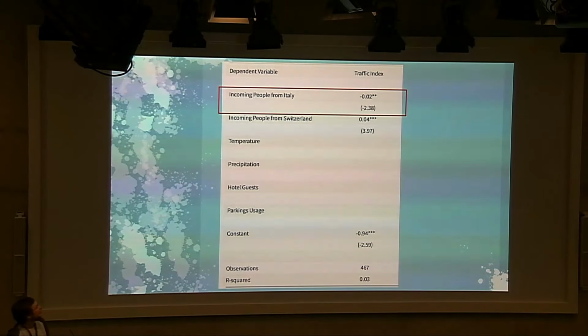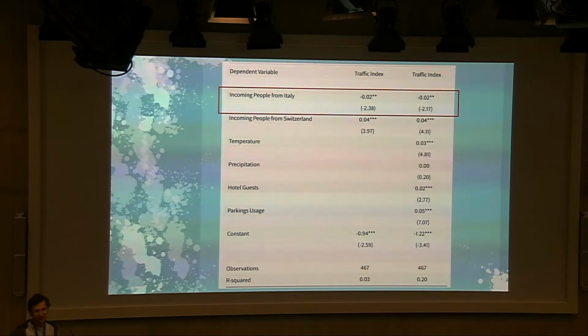And as you can see, when the number of people coming from Italy increases by 1 standard deviation, the level of traffic decreases on average. And the other way around for Swiss people. So when we have more Swiss people coming to Lugano from other parts of Switzerland, the level of traffic decreases. And this stays true even if we control for other factors that most likely have an effect on traffic, and they actually do, because as you can see, the R-squared goes up to 20%. So we control for temperature, precipitation levels, the number of people in hotels, and the usage of parking places.